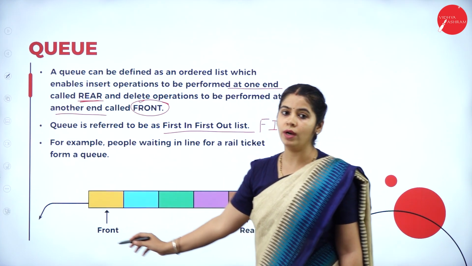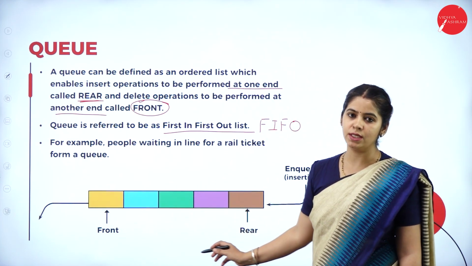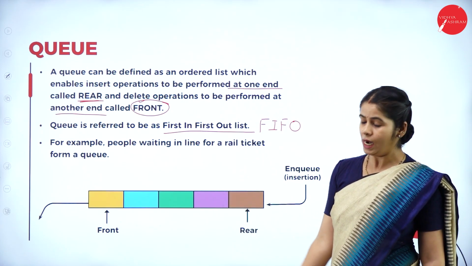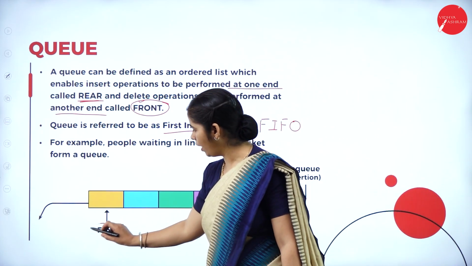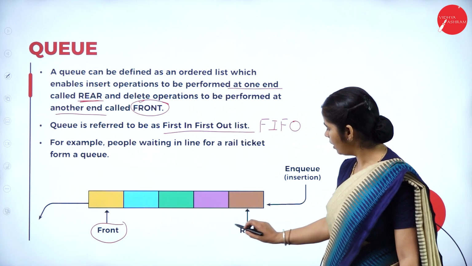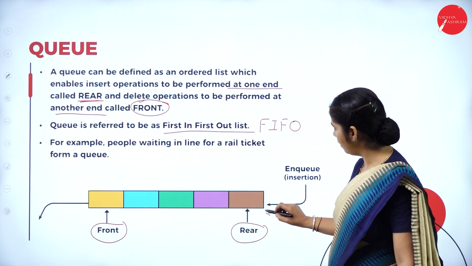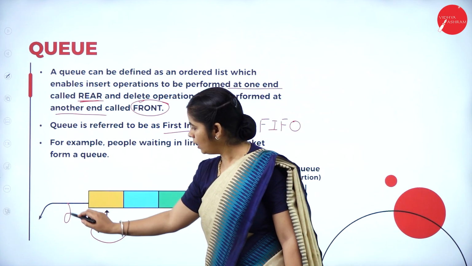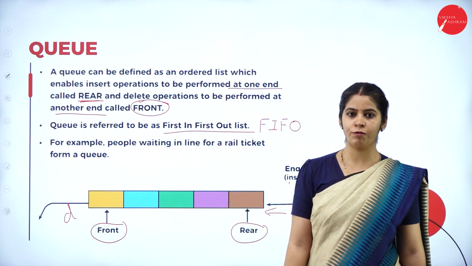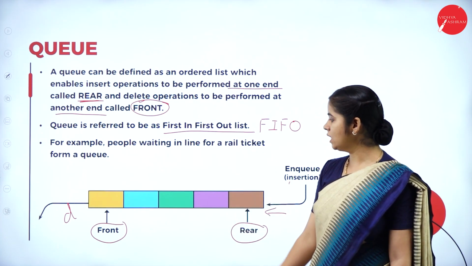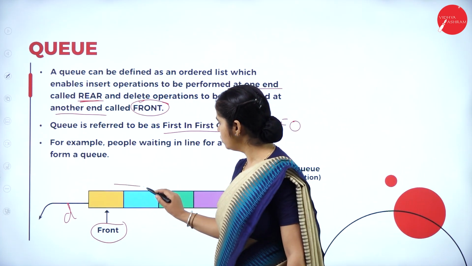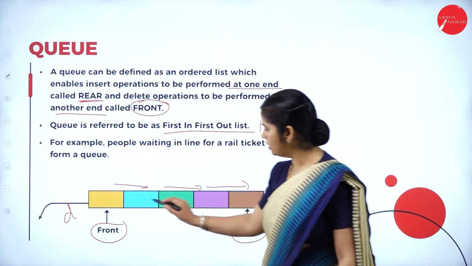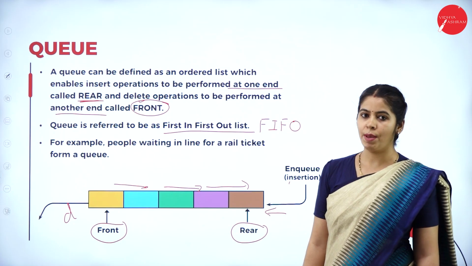This is how we are going to represent the queue, a pictorial representation of the queue in the form of a diagram. Here we have a front end, and here we have a rear end. Insertion will be taken care of by the rear end, and deletion will be taken care of by the front end. It is stored in a continuous memory block. All the elements will be stored in sequential memory blocks.